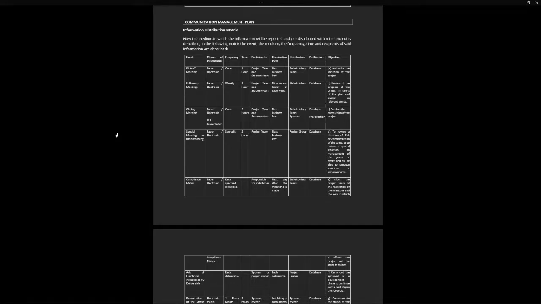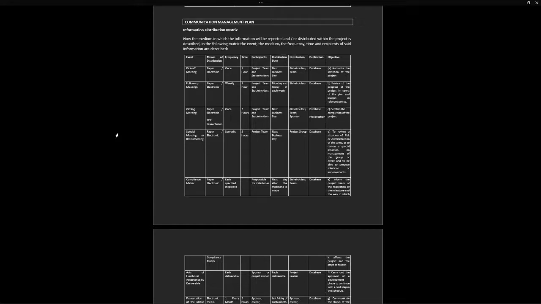Then we have the closing meeting, as it says, for closing the project, the end of all the process. We have a paper, electronic or PDF presentation. We can go with these 3 ways. We have the frequency once. We have 2 hours maximum. Of course, this is what could be the better option, but it depends on how big the project is. Then we have the participants, the project team, also the stakeholders, distribution date, next business day.